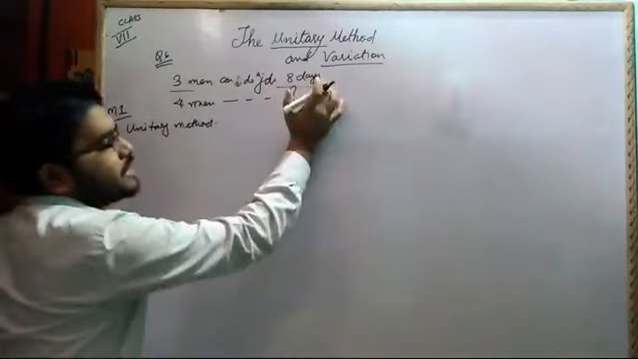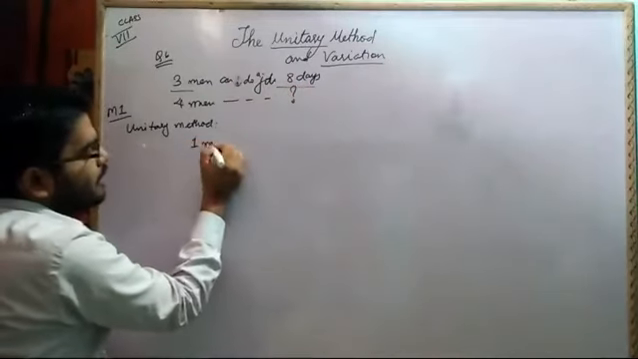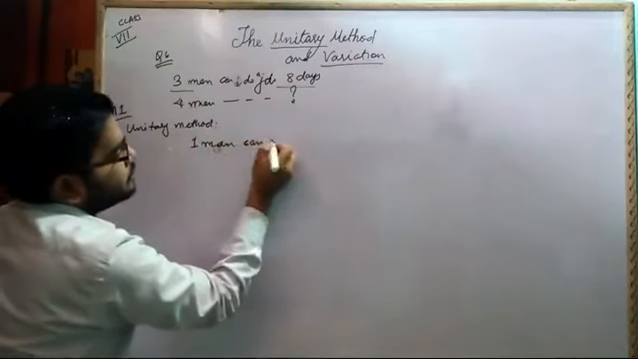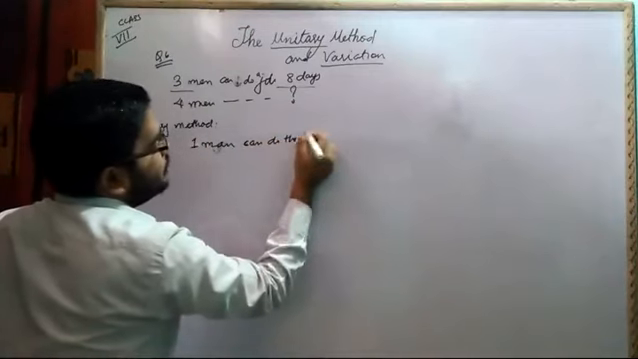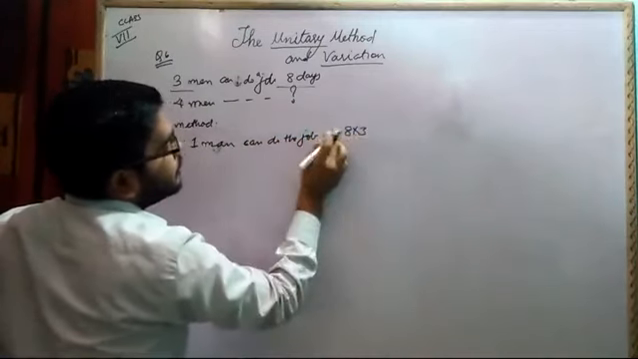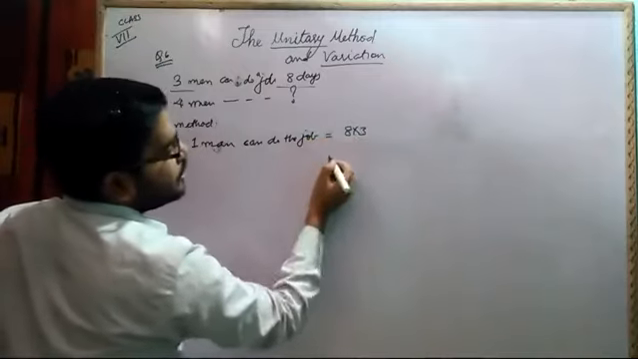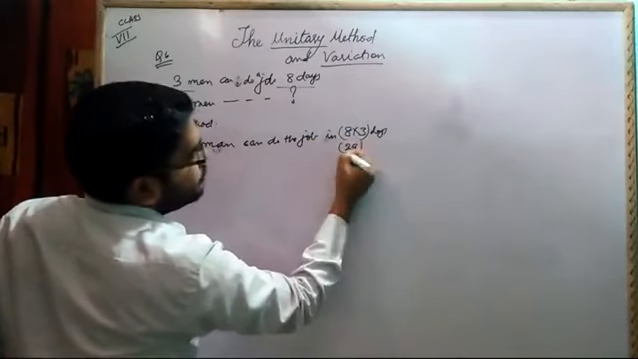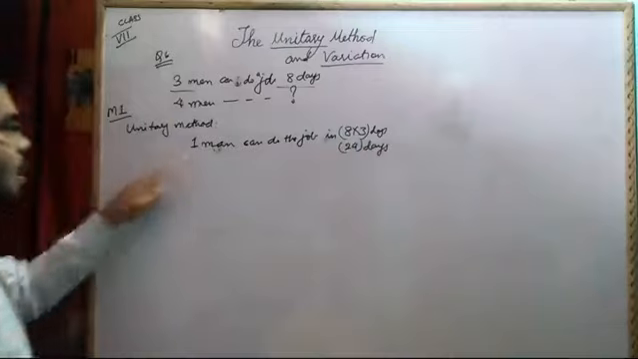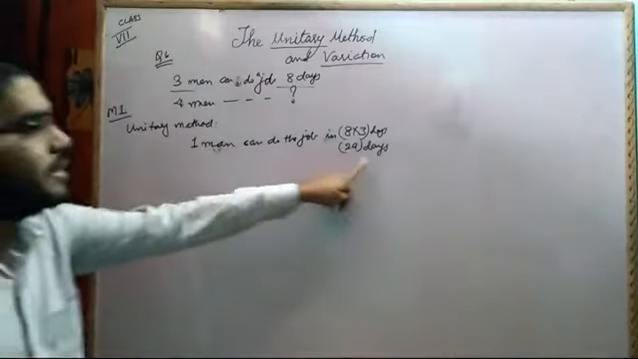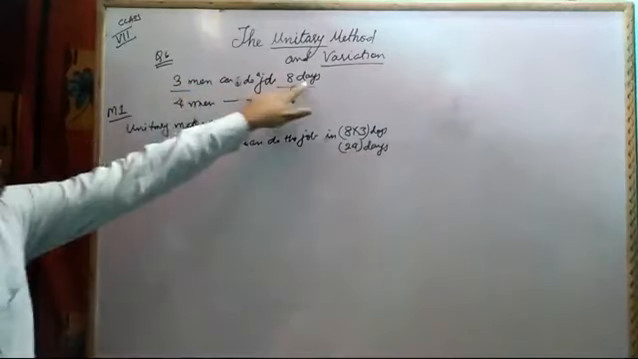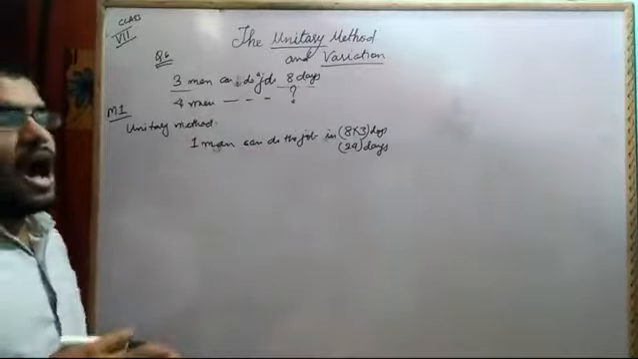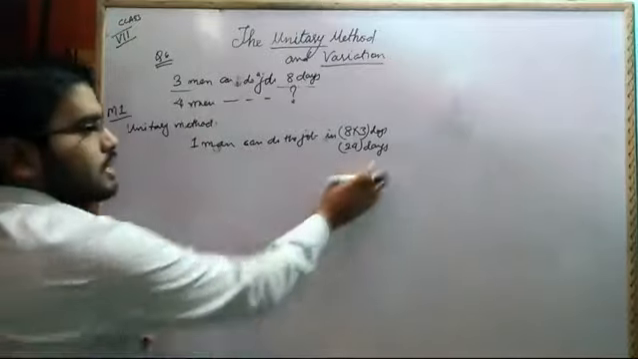So 3 men can complete the work in 8 days. So one man can do the job in 8 into 3 days. That means total 24 days he will take. If one man will do the job, he will take 24 days, because 3 men can do the job in 8 days. So obviously when one man has to do the work, he will take more number of days, and for more number of days we have to multiply. So here I have multiplied.